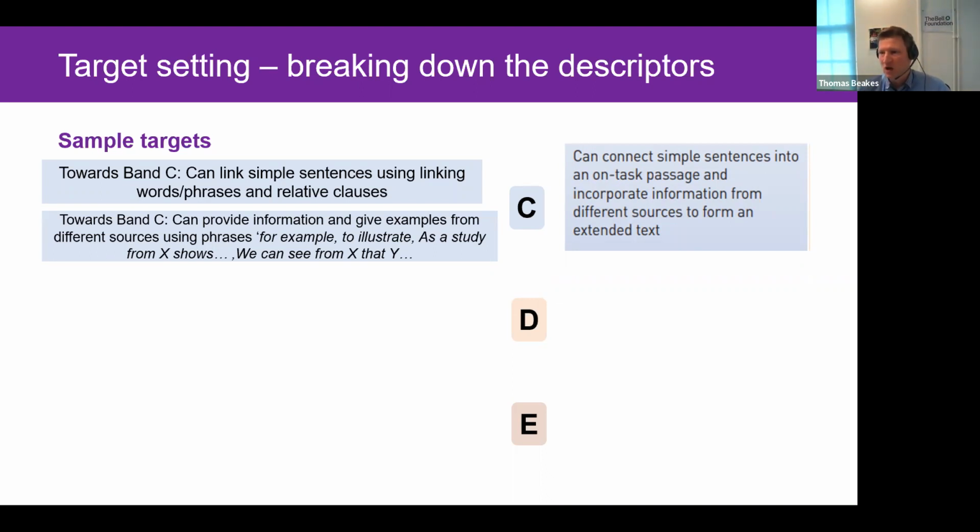So if we're wanting our students moving into band C to be able to evidence this, we want to see that they can link simple sentences. So we're looking at simple linking words and phrases and things like relative clauses.